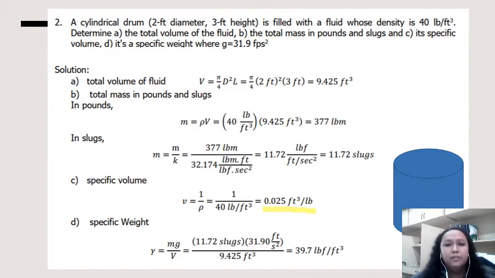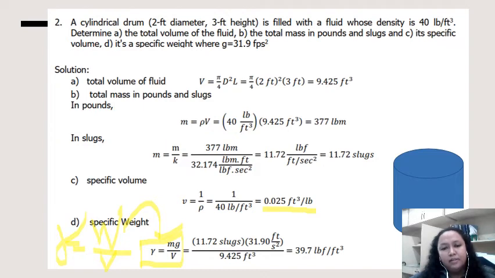The specific weight, class, as I said earlier, is equal to mass times the gravity over the volume. Specific weight is weight over volume. The weight, I said, is mass times the gravity, that is your numerator here, divided by the volume. So, you can get this.